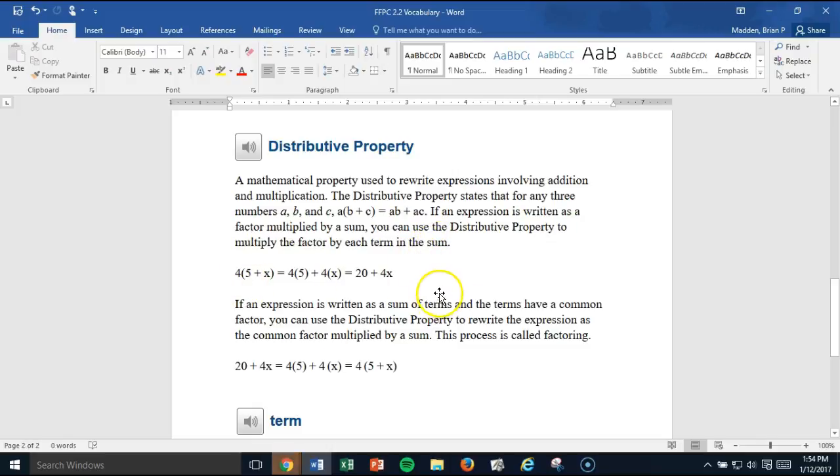And we've talked about this a little bit, that if we had 4 times 5 plus x, we would have 4 times 5 plus 4 times x. So we'd have 20 plus 4x. Again, pause the video, take notes, and be ready to refer back to this at a future time.